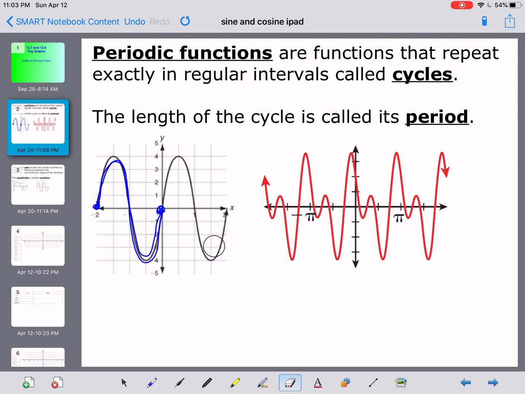So we say that this one piece of blue here that I highlighted is called a cycle. It's one cycle. And we call that length of the cycle the period. So this is one cycle, right? And the period, I just abbreviate PD, is how long it is. How many units long is it? So this was from 0 to -2. So this was a length of 2. It's a distance, so distance is always positive. So I would say here that the period is 2.